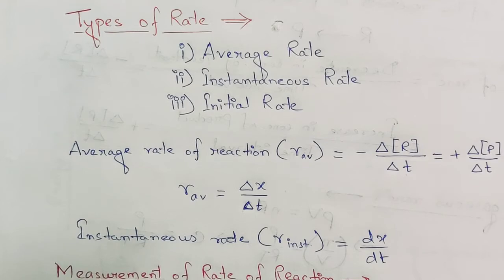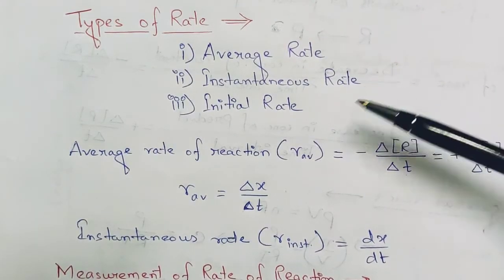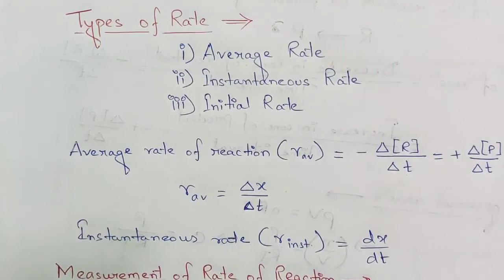Now what is the initial rate? We have discussed the average rate and instantaneous rate. So what is initial rate? Initial rate of a reaction is simply the instantaneous rate at the start of the reaction. When we say the rate of reaction, we will calculate the rate of reaction at time t equal to 0, that is at the initial moment. Clear? So the initial rate is equal to the negative slope of the curve of reactant concentration versus time.